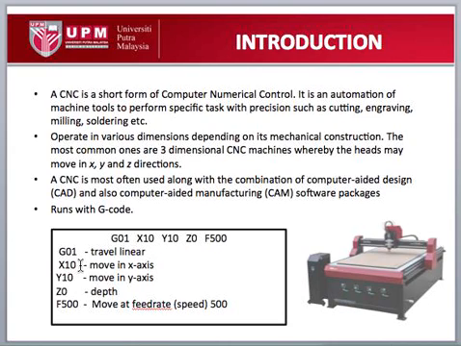X10 means it moves in the X-axis for 10 millimeters. Y10 means it moves in the Y-axis 10 millimeters. Z is for depth and Z0 is zero depth. If this is Z10, it will go down to 10 millimeter depth. F500 means the move is at a feed rate. All of this we can change based on what we want.